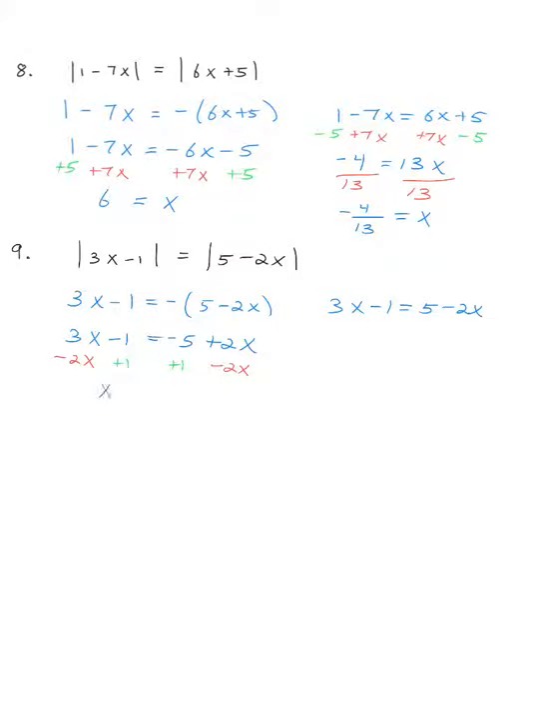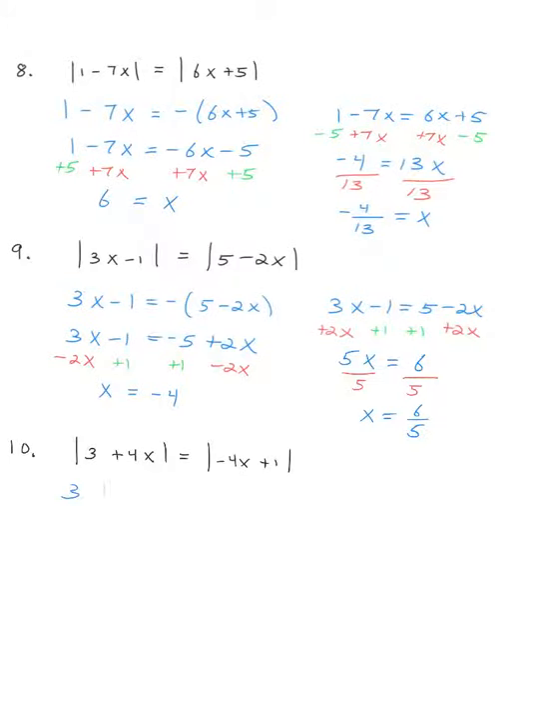I get x is equal to negative 4. On my other equation, I'm going to add 2x and also add 1. I get 5x is equal to 6 after dividing both sides by 5. I get x is equal to 6/5.